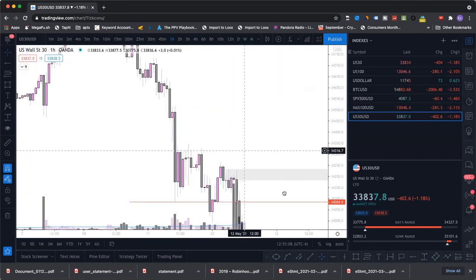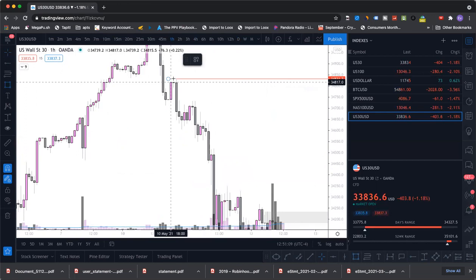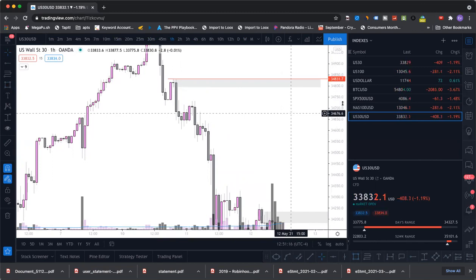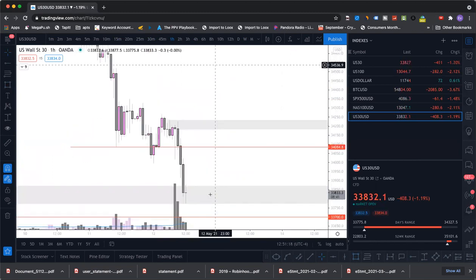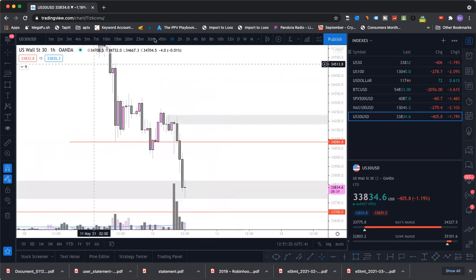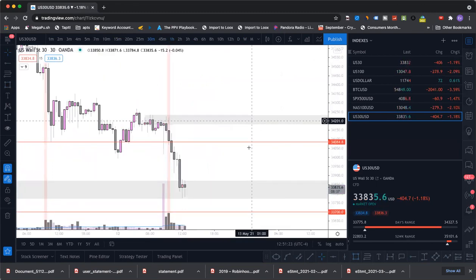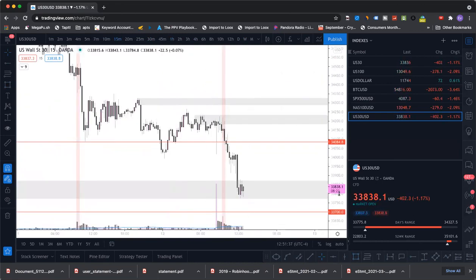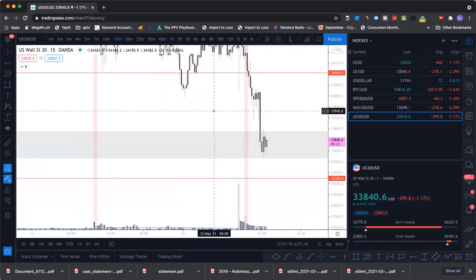And then we have, you know, several POIs. So we can look for, probably most likely not going to happen today, because we are so far extended already from that. 30-minute zones. Okay, there's a POI that was left unmitigated here. And I'm just showing you how to mark out zones. That's it. We're not talking about anything else other than how we identify a zone for possible selling.